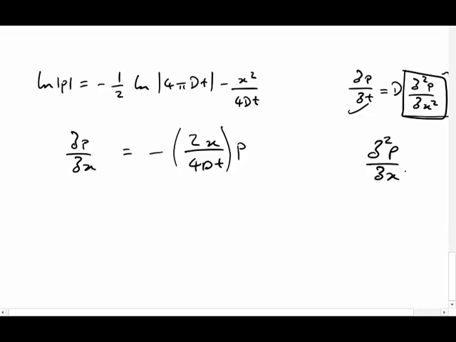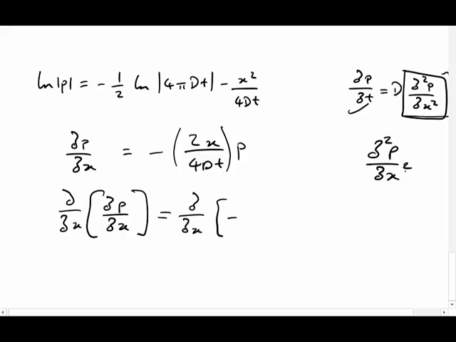Okay, but remember I want d2p by dx squared. So in other words, I'm going to have to differentiate this thing again. So if I differentiate this thing again with respect to x, okay, that's going to be the derivative of that thing with respect to x. It's going to be minus 2x over 4 dt times p. Okay, so differentiate that thing again with respect to x. So what do I end up with?